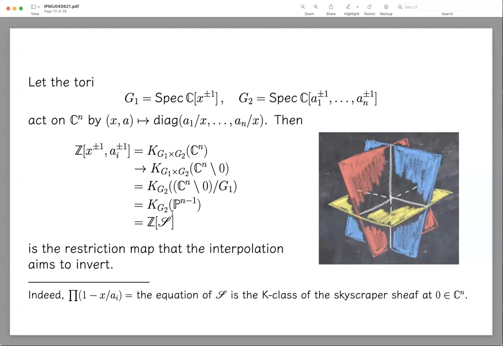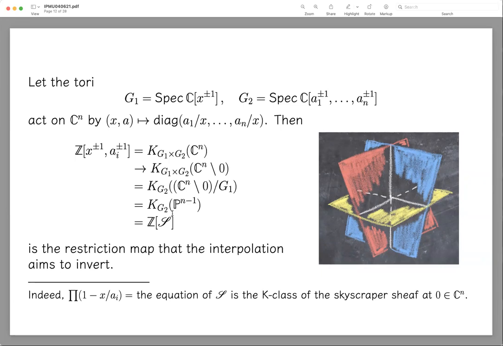Then the quotient of Cn, taking away the origin, by G1, is the projective space. And so I get the G2-equivariant K-theory of projective space. And that's exactly, I claim, the functions on the algebraic variety I described, namely the union of hyperplanes.